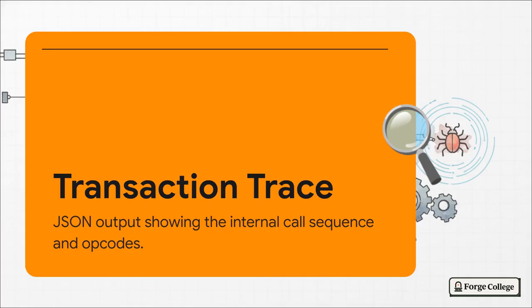This is a JSON output from debug_traceTransaction. Think of it as the black box flight recorder of the blockchain. It logs every single internal operation, every tiny state change, and every opcode execution. It tells the exact story of how the contract was compromised, literally millisecond by millisecond.